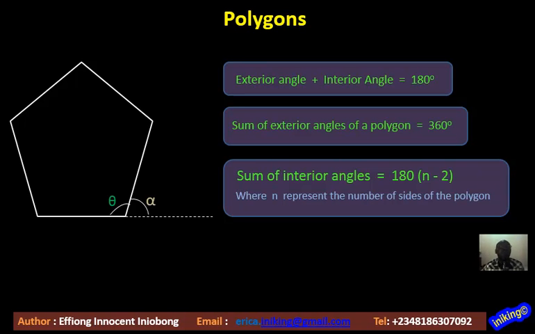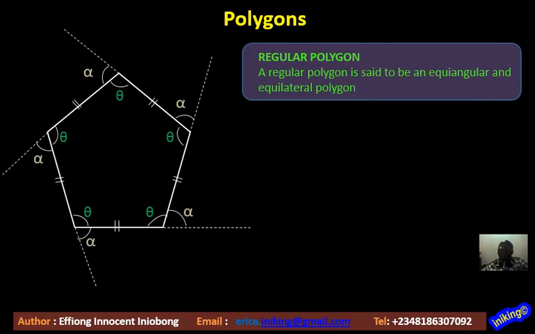Next, we introduce the concept of a regular polygon. When do we describe a polygon as being regular? Now, a polygon is said to be regular if all its angles, that's the interior angles, and all its sides, the length of the sides, are equal. So you can say a regular polygon is what? An equiangular and equilateral polygon.